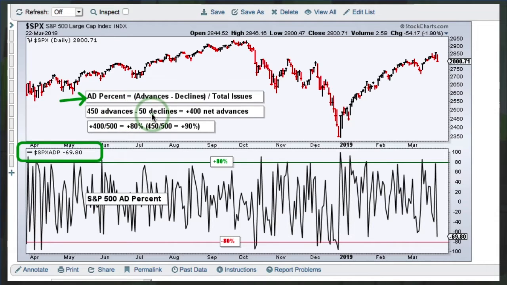And if you have 50 declines, you're going to have plus 400 net advances. And that is going to equal 80%. So if you get an 80% up day in advance decline percent, that's equivalent to a 90% up day as far as 90% advances. Similarly, if you get a minus 80% down day, that's going to be similar to minus 90% of stocks in the S&P 500 declined.